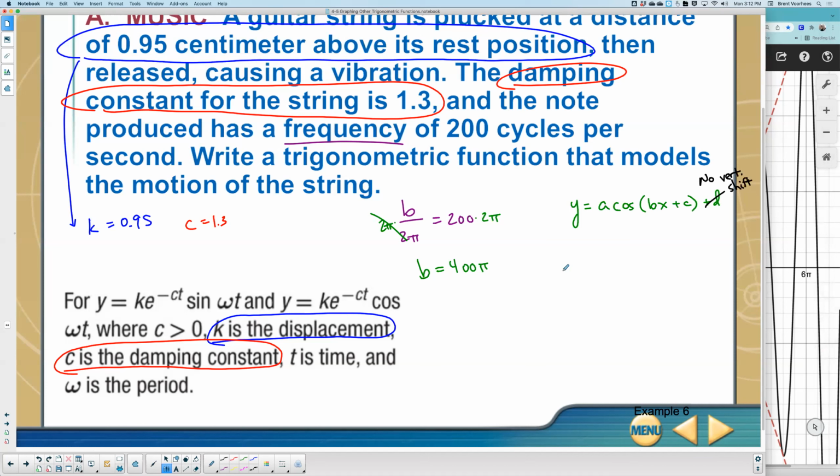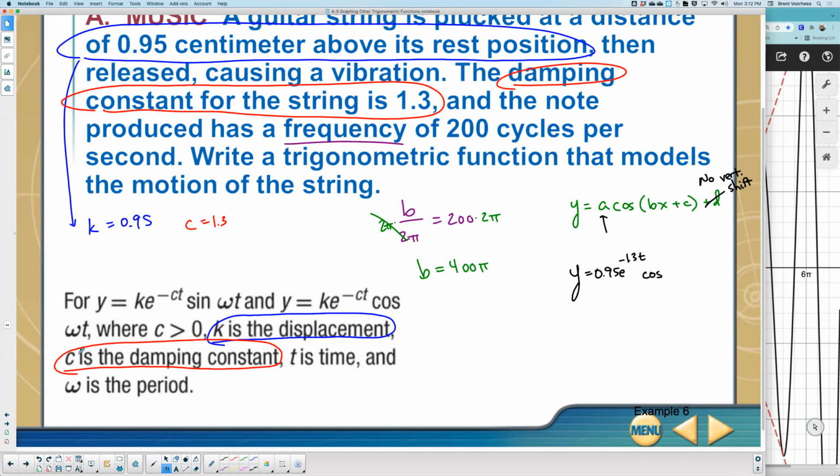And so what I can plug in is that A is going to be replaced right here. We're going to say y equals, we know K, 0.95, e to the power of negative 1.3 t. Now, t is just time. And so for a function, that's going to be our variable there. Times, and then we're going to have cosine.